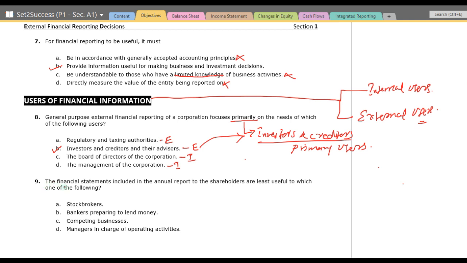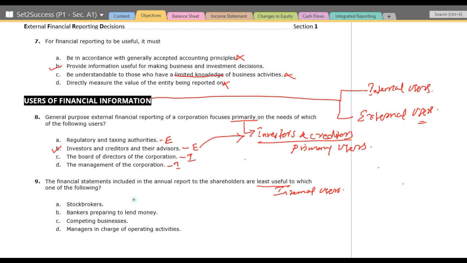Next, the financial statements included in the annual report to the shareholders are least useful to which one of the following? They are least useful to internal users, because internal users use management accounting, so they don't rely on financial reports.